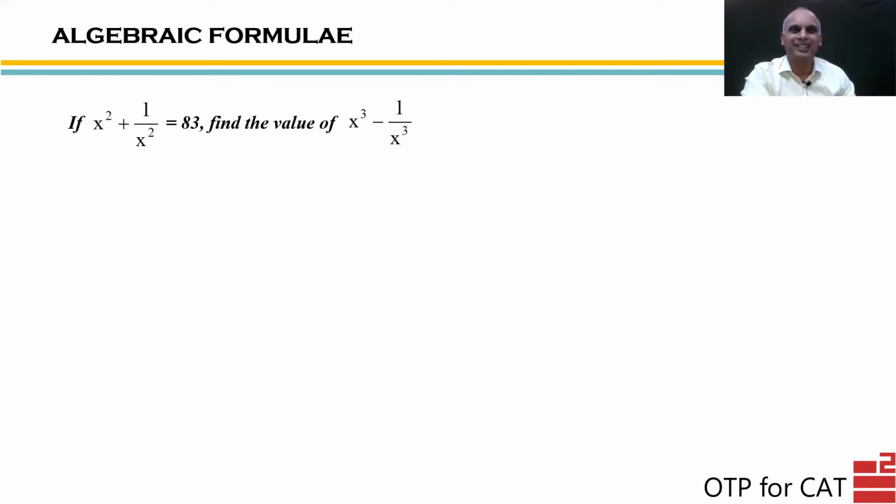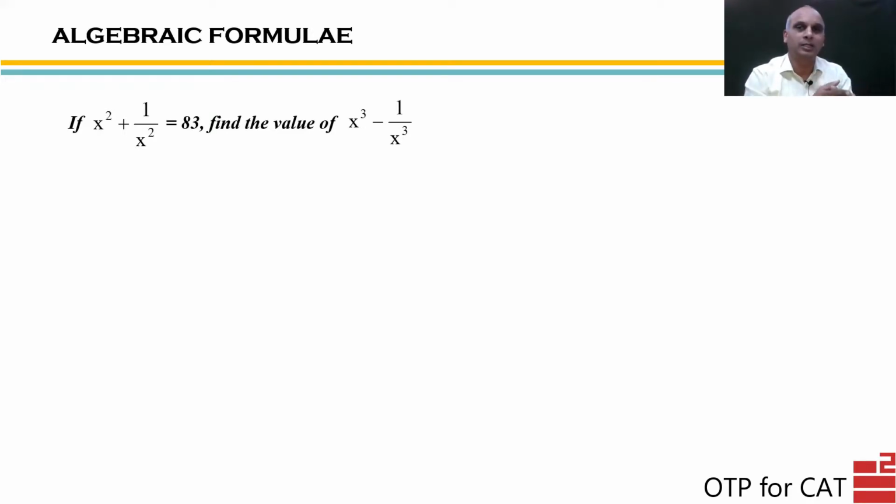Our next question is slightly more twisted. It says if x square plus 1 by x square is equal to 83, find the value of this expression. Now to find the value of the required expression, which is x cube minus 1 by x cube, please understand this: you can obtain it if you somehow knew the value of x minus 1 by x.